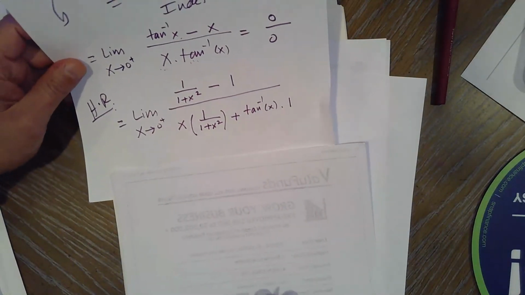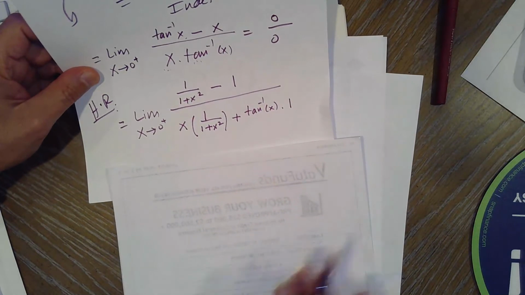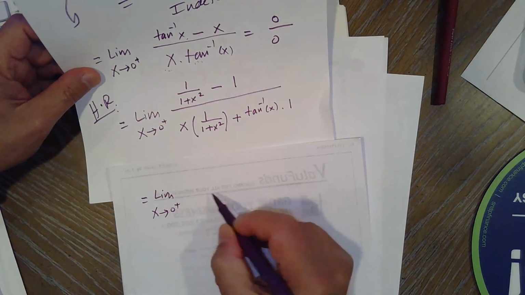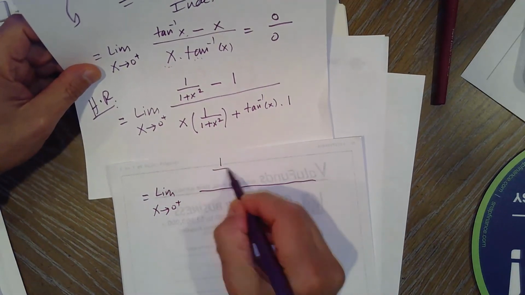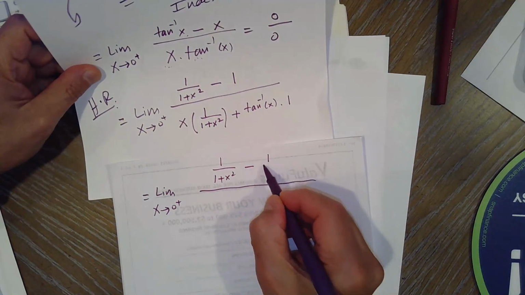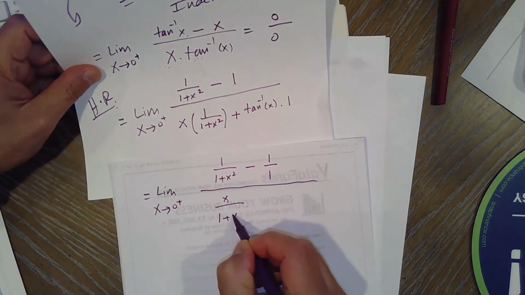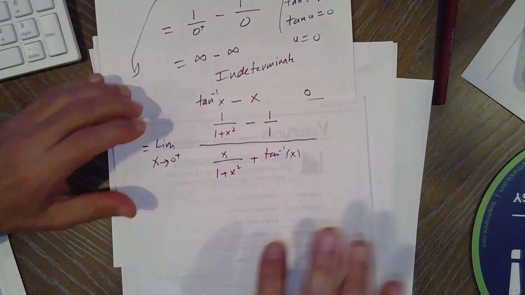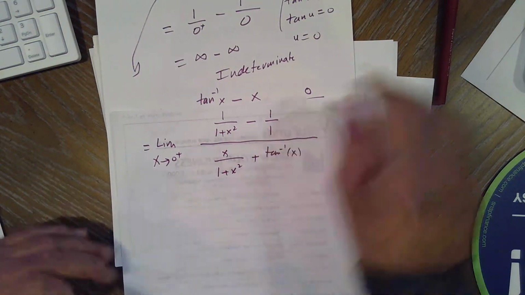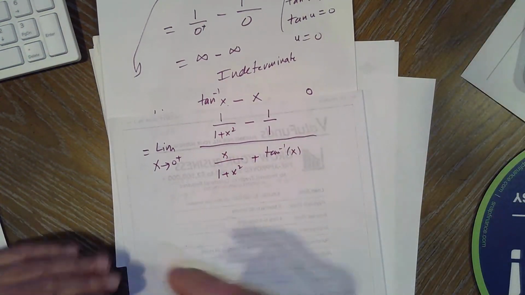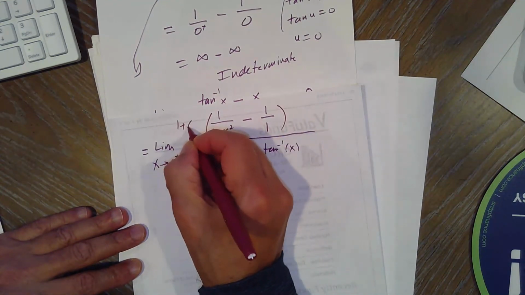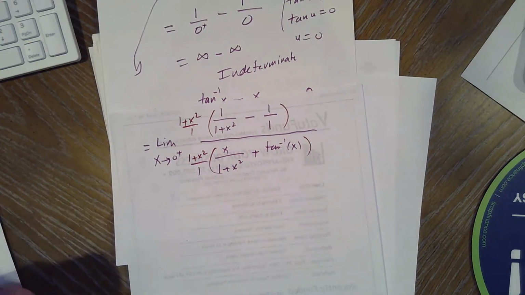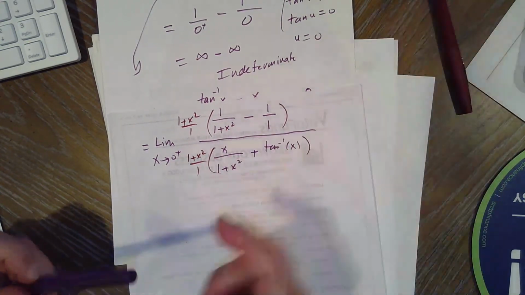So this is the limit as x goes to 0 from the right. We have, let me clean it up a little bit, 1 over 1 plus x squared minus 1, and then x over 1 plus x squared plus tangent inverse x. We have a complex fraction. I want to get rid of these simple denominators, so we're going to multiply everything by 1 plus x squared over 1. We're going to do the same thing here, and that's how we keep the balance of the fraction, and we can get rid of all these secondary fractions.